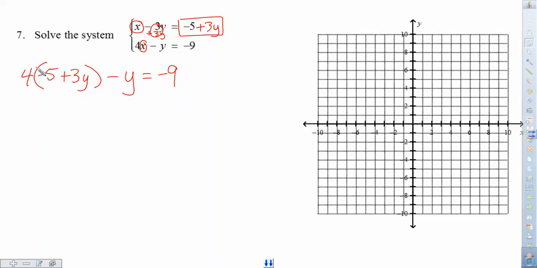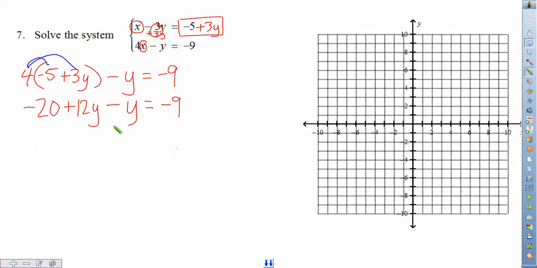Next move, distributive property. Let's multiply those together. So that'd be negative 20 plus 12y minus 1y equals negative 9. Ooh, look, like terms. Let's combine those together. So now I have negative 20, and 12 minus 1 of those y's would put me at positive 11y. Let's add 20.